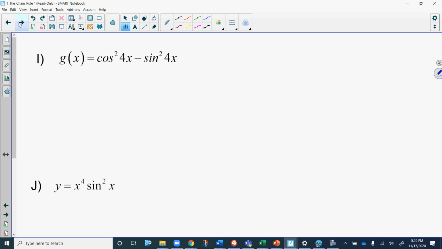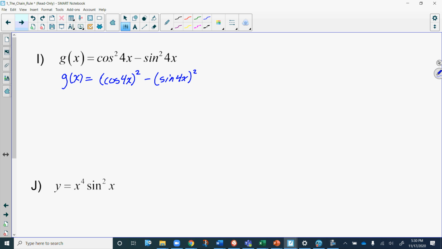So taking a look, I think it's worthwhile to take our function and make it a little bit more understandable. You don't need to do this, but I'm going to say cosine of 4x quantity squared minus sine of 4x quantity squared, because visually my mind just processes it a little bit better when it's written that way.